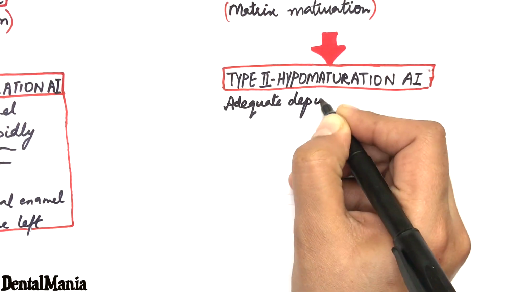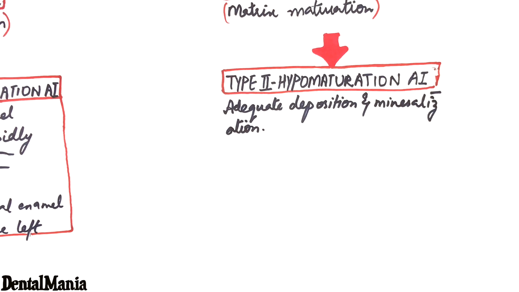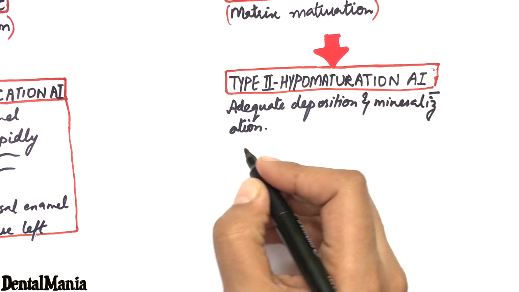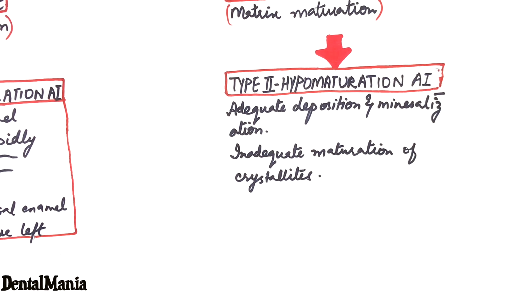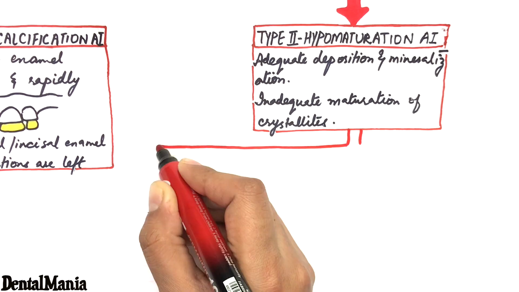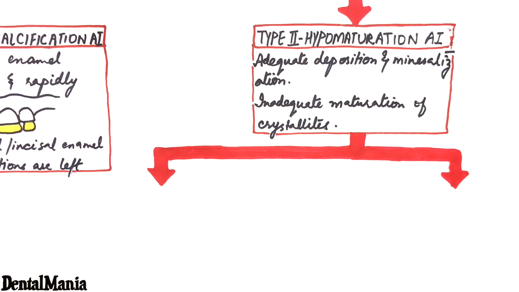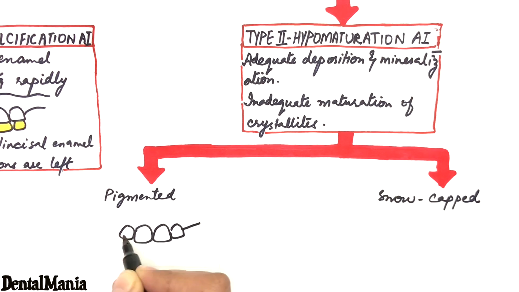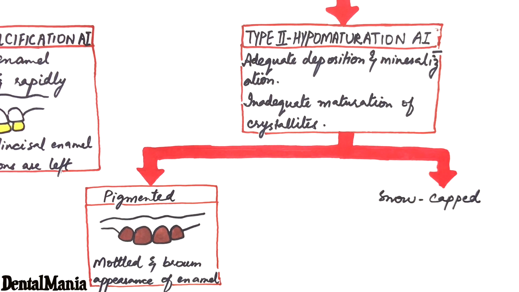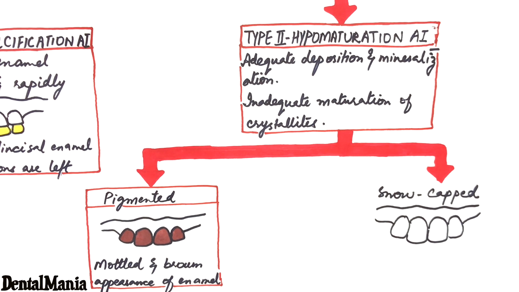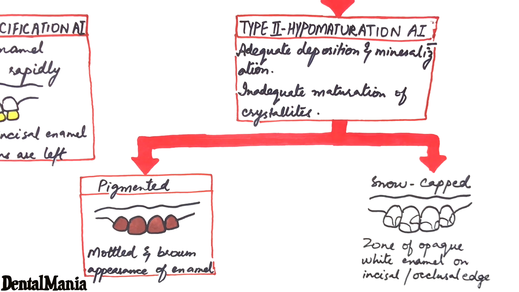The type 2 or hypomaturation amelogenesis imperfecta is characterized by adequate deposition and mineralization, but inadequate maturation of crystallites. It's further divided into two patterns: the pigmented pattern and the snow-capped pattern. In the pigmented pattern, the enamel has a mottled and brown appearance, while in the snow-capped pattern, a zone of opaque white enamel is seen on incisal or occlusal edges.